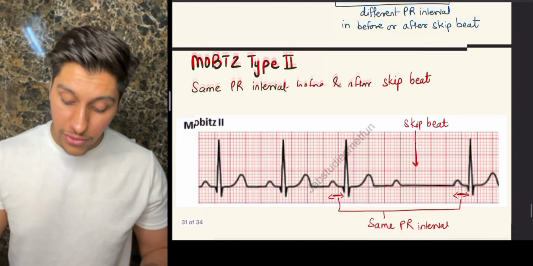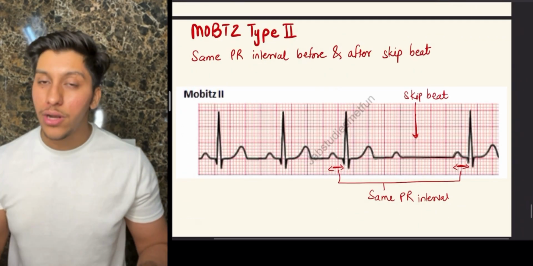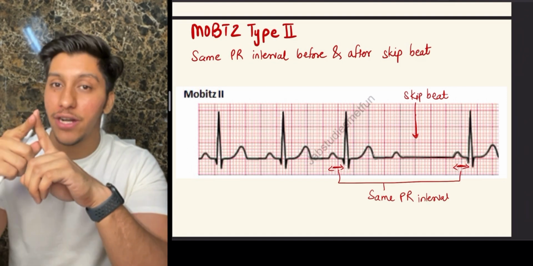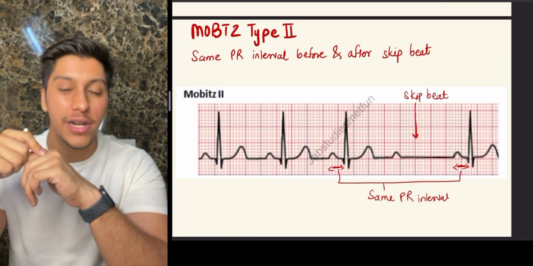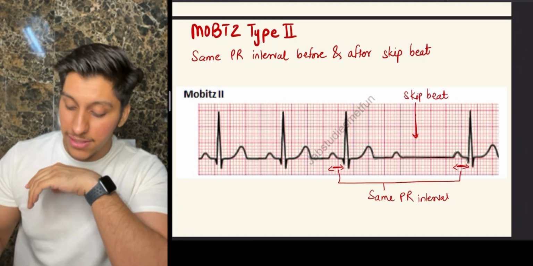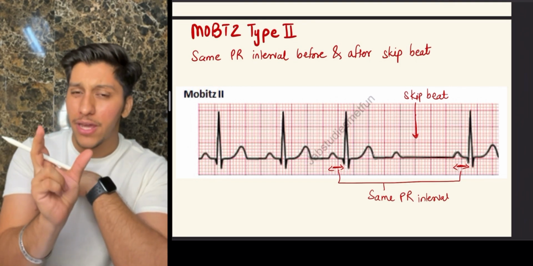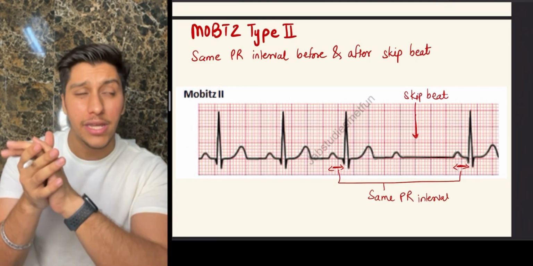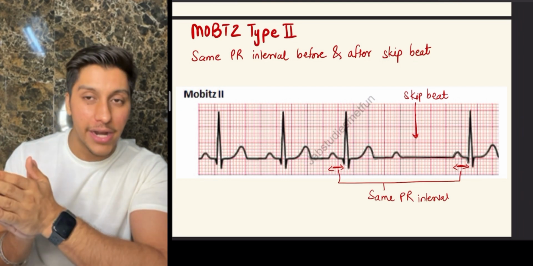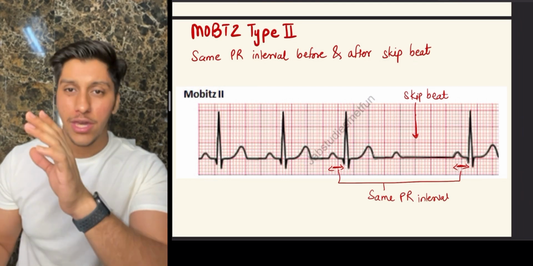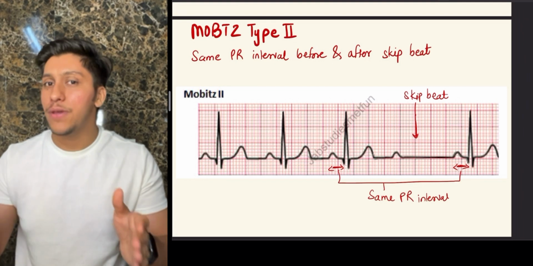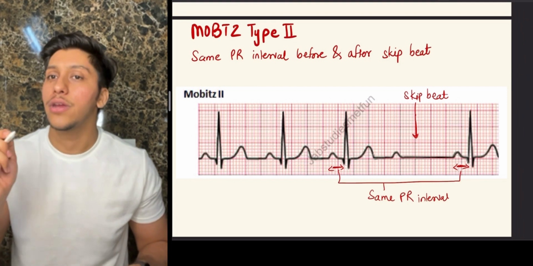In Mobitz 2, you will see that it is going to be infranodal. You will not have increase in the PR interval because PR interval prolongation is going to be an intranodal delay, and that is why you will see a sudden skipped beat, but you have to see that the PR interval is going to be same. If you see the PR intervals are increasing, which means it is an issue in the intranodal side, and that is going to be Mobitz 1. If there is no increase in PR interval and then you have a skipped beat over here, answer is Mobitz 2.